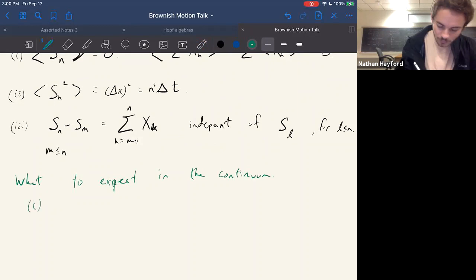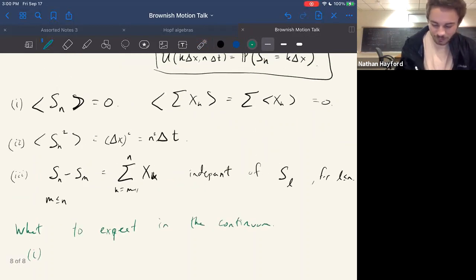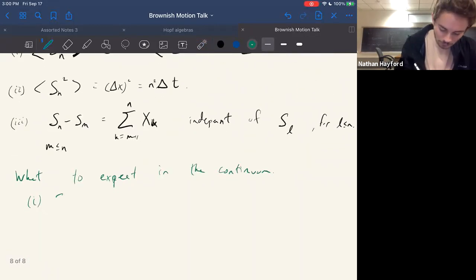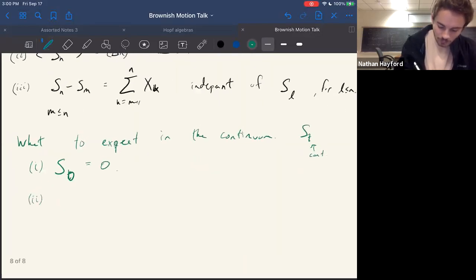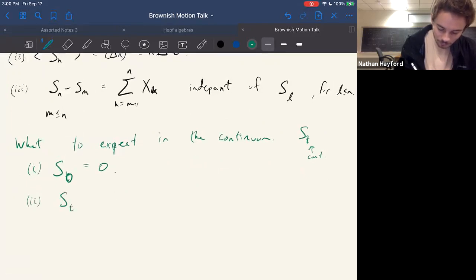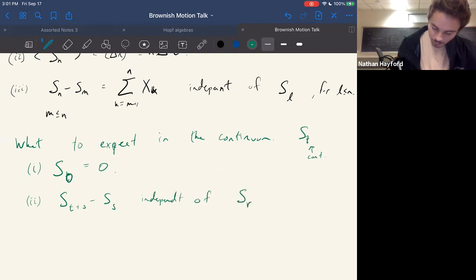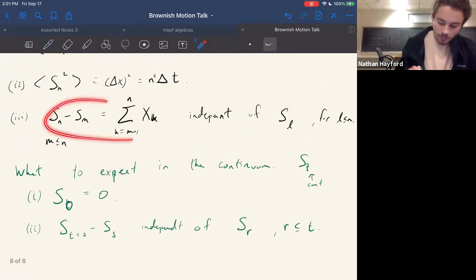Well, one, I expect, and I didn't really say it before, that I should start at 0. So the continuum random variable, which I'll call S_t, depends on a continuous variable t, and it should be 0 at the beginning. It should have independent increments. So S_{t+s} minus S_s is independent of S_r for r less than or equal to s.